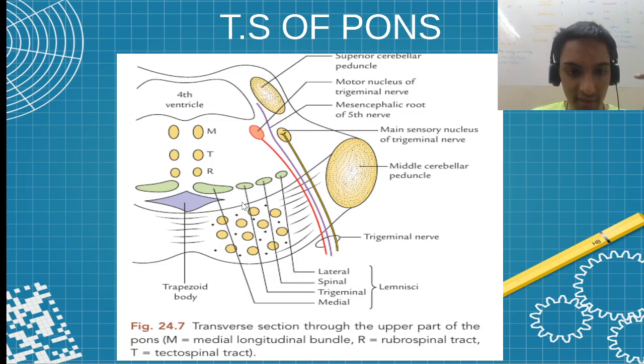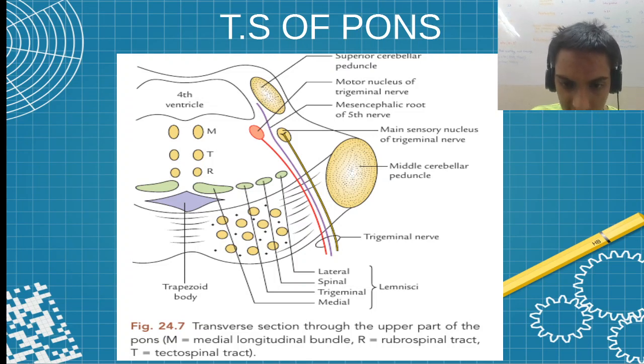Now let's compare with the upper part. So what will be the important features in the upper part if we compare the two diagrams? The fourth ventricle, superior cerebellar and the middle cerebellar peduncle, and here trigeminal nerve. Here the nerve present is trigeminal. Remember this point, that trigeminal is a mixed nerve. Both motor and the sensory branches will be there. And all the lemnisci will be there, as we saw in the midbrain.